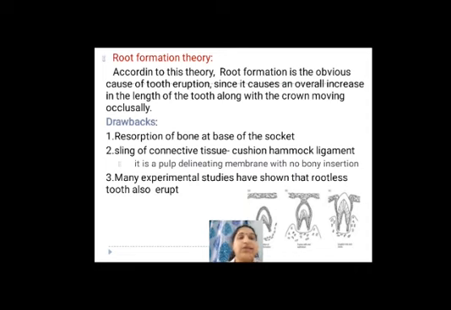And one more thing is, they said there is a sling of connective tissue called the cushion hammock ligament, and it is a pulp delineating membrane with no bony resorption. And there were also many experiments that were conducted to show even rootless teeth can erupt. So if such is the case, then how can this theory be accepted?